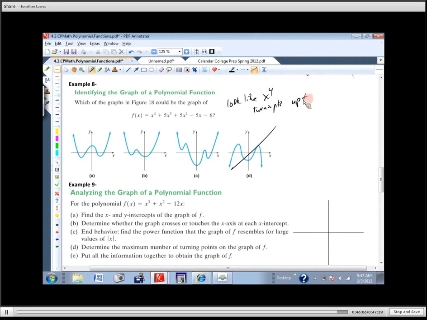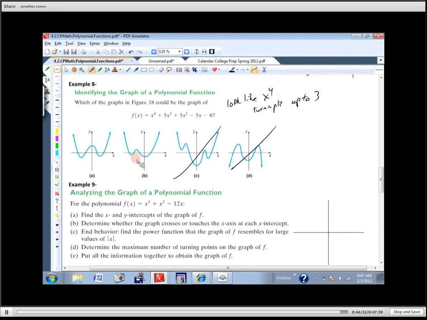Okay. How many turning points? Up to 1 less than the degree, so up to 3. How many turning points does this one have? 1, 2, 3, 4, 5. Can't possibly be that one. Okay, these both start up and end up. 1, 2, 3. 1, 2, 3. Okay, we're good there. So, it looks like both of those could be it.